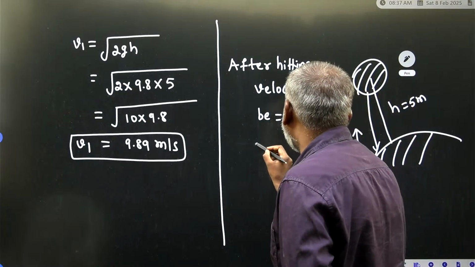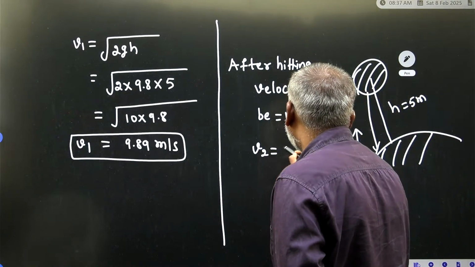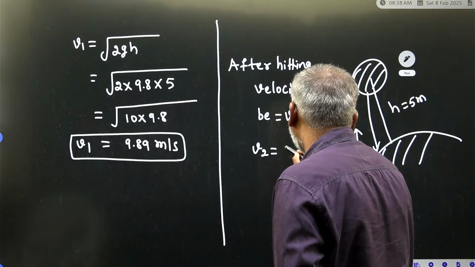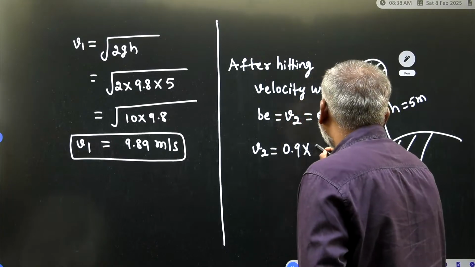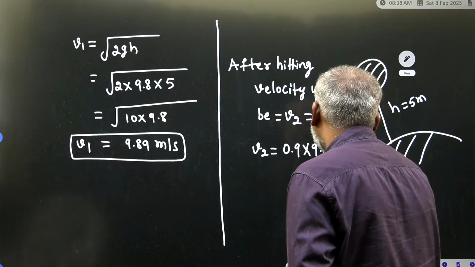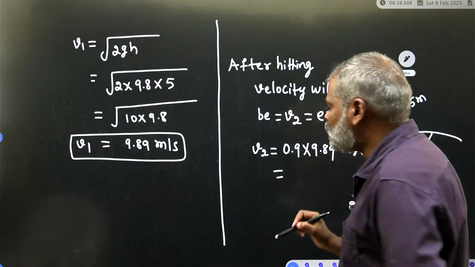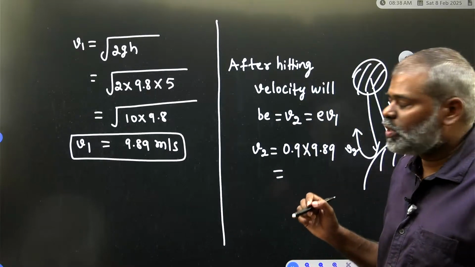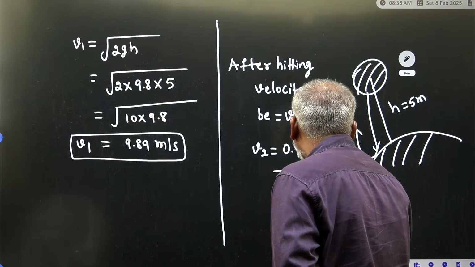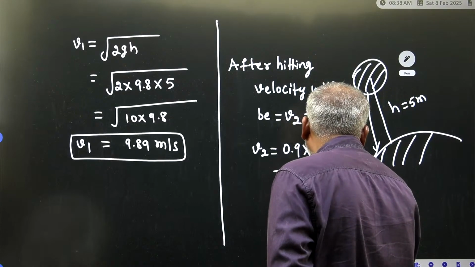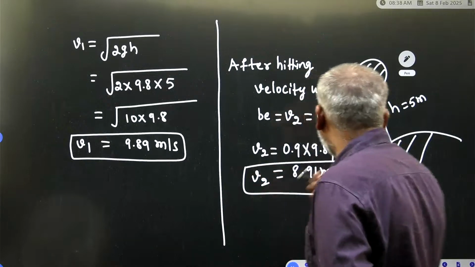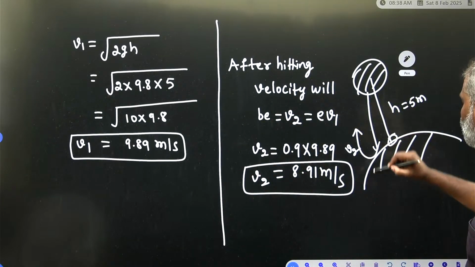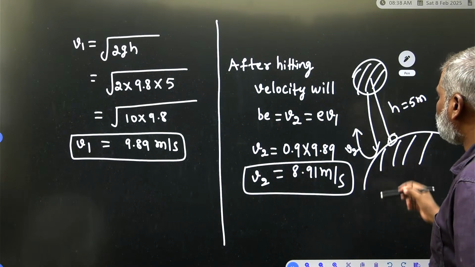The coefficient of restitution, therefore v2 is equal to 0.9, the coefficient of restitution, times 9.89, which is v1. So now you multiply, and you get 8.91 meters per second. This is v2. So before, the first time they already collided; now the second time they want to collide.